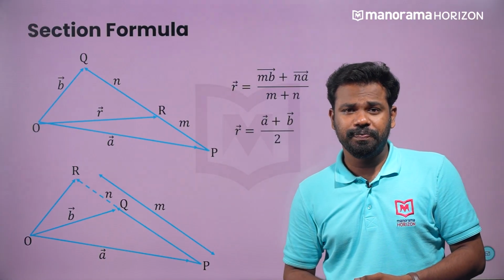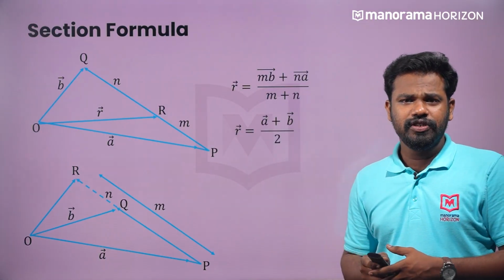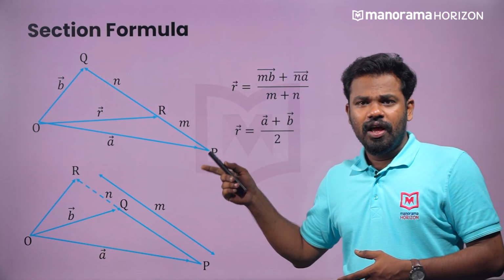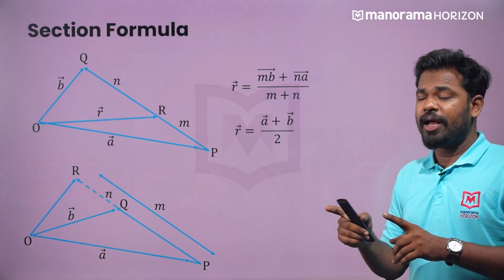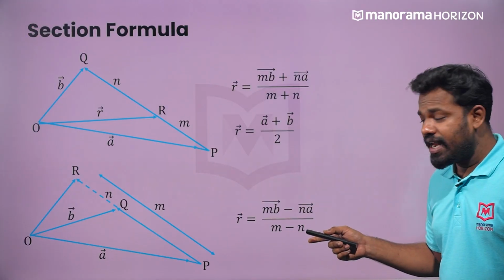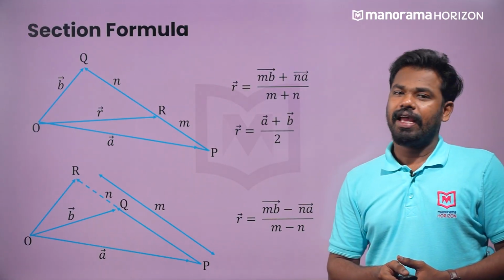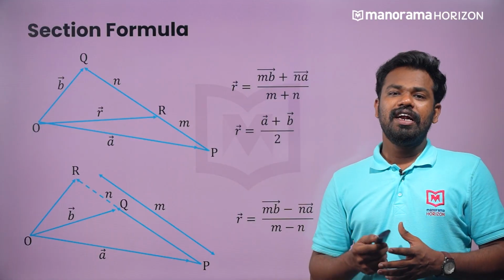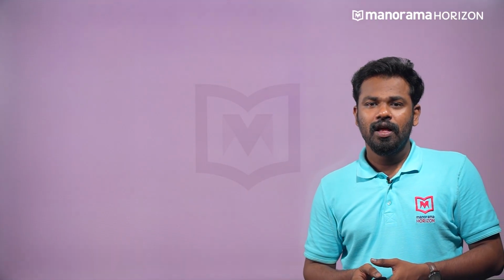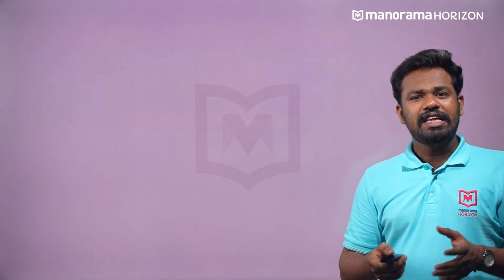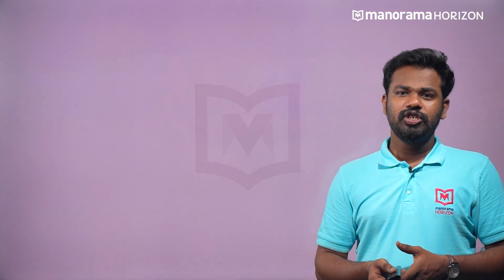So it is an external division. The figure for external division is given here. From the figure, the position vector of R becomes not (mb plus na) by (m plus n), it becomes (mb minus na) by (m minus n). So that is about internal division and external division, and we have discussed the section formula.